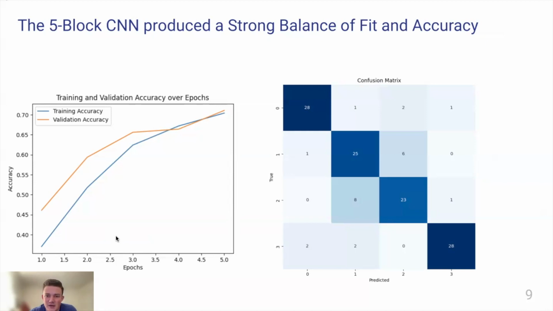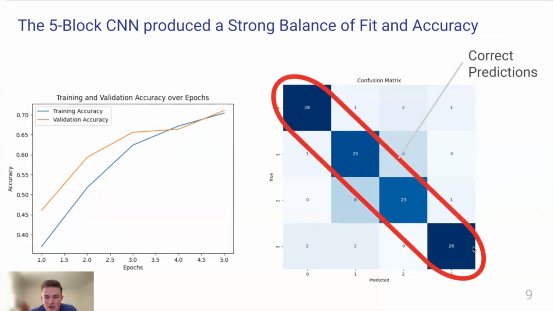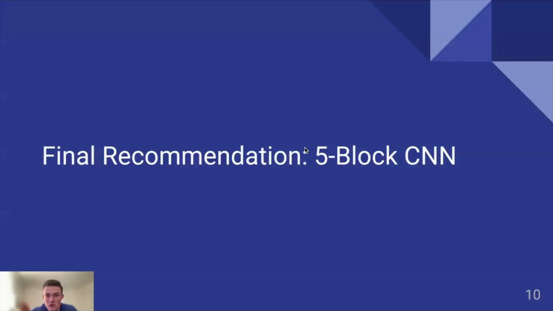Over here on the right is the confusion matrix. Everything in this diagonal line here is the correct predictions. And so you can see, these are really dark compared to the other squares. That indicates a higher number of correct, accurate predictions. And it's performing quite well, and it's well fitted. So no surprise, I recommend the 5-block CNN based on the architectures tested in this project. Strong combination of fit and accuracy, and really good performance overall.